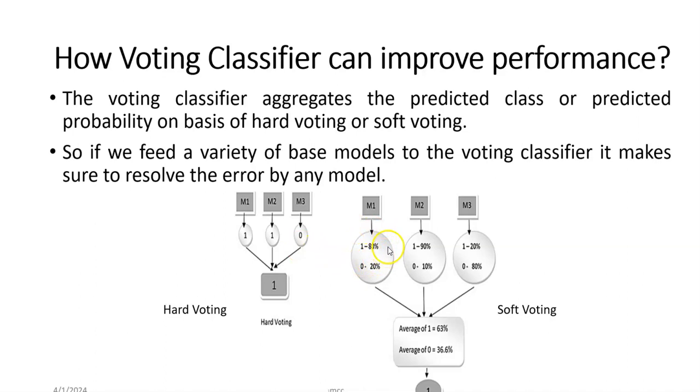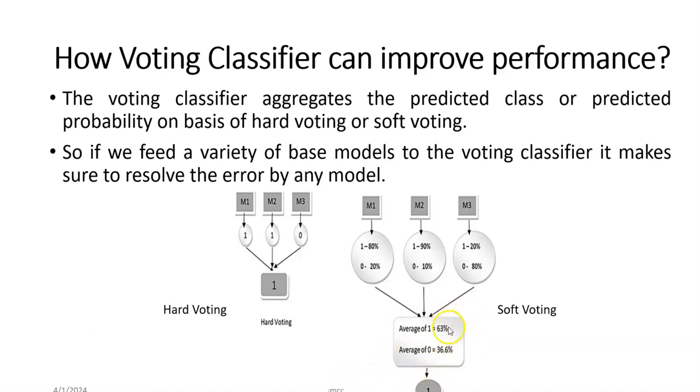So the probability of 1 in model 1 is 80% and the probability of 0 in model 1 is 20%. Similarly, model 2 provides 90% probability for class 1 and 10% probability for class 0, and model 3 gives 20% probability for class 1 and 80% probability for class 0. On averaging, we are going to take the average of all three for 1 as well as 0. So the average of 1 is 63% and the average of 0 is 36.6%.